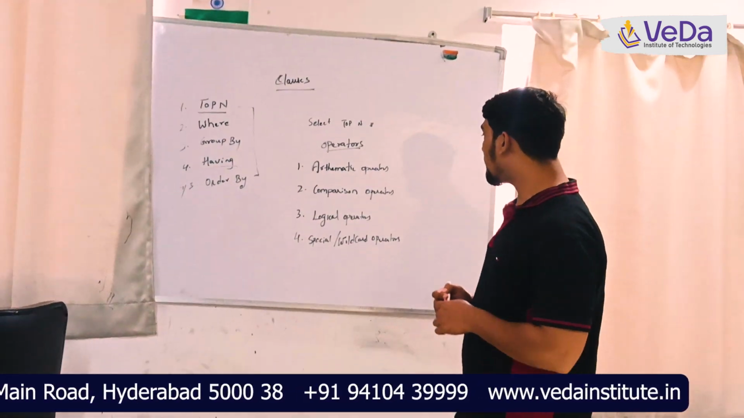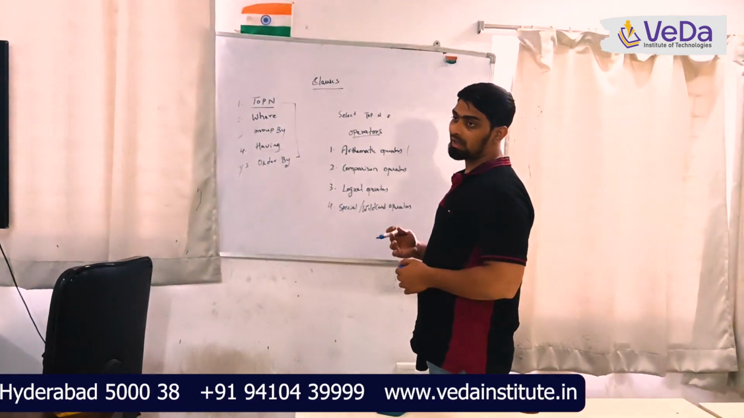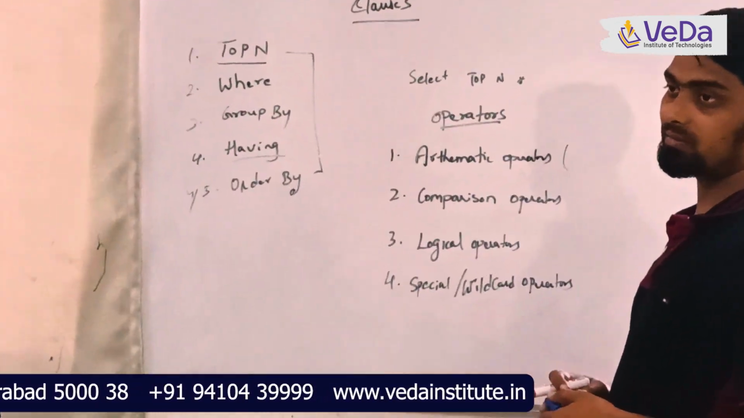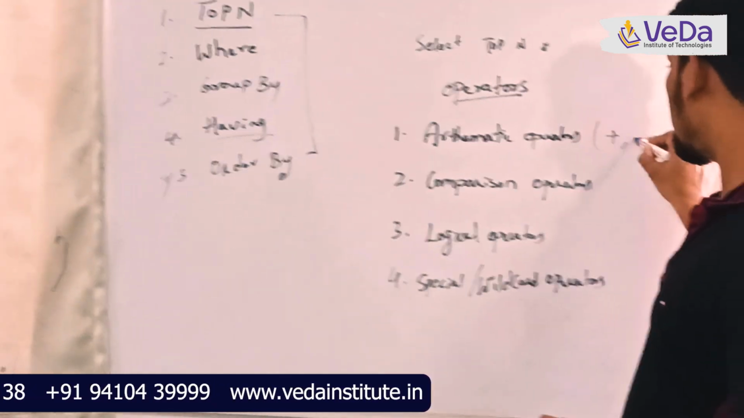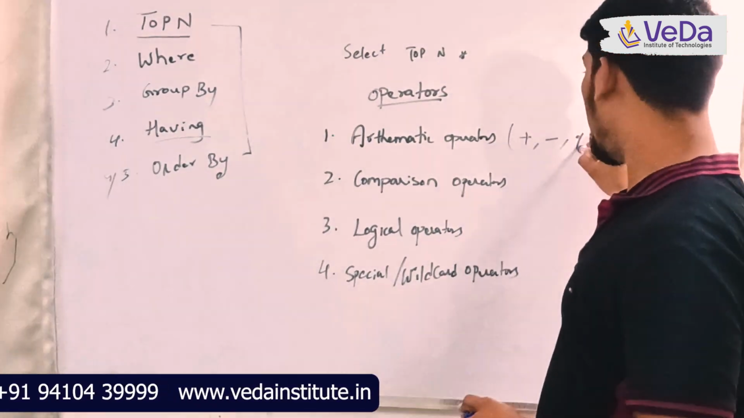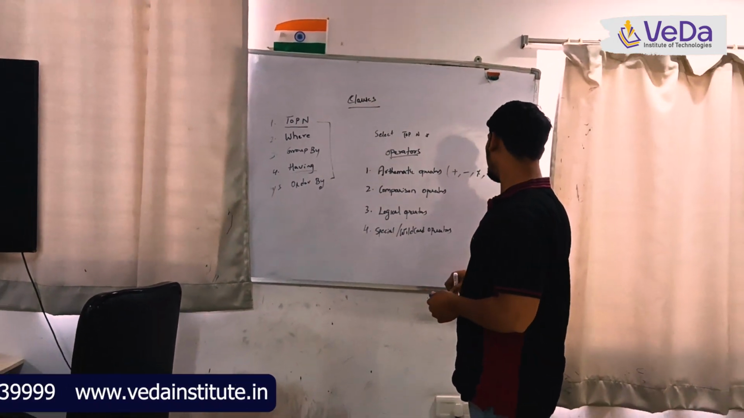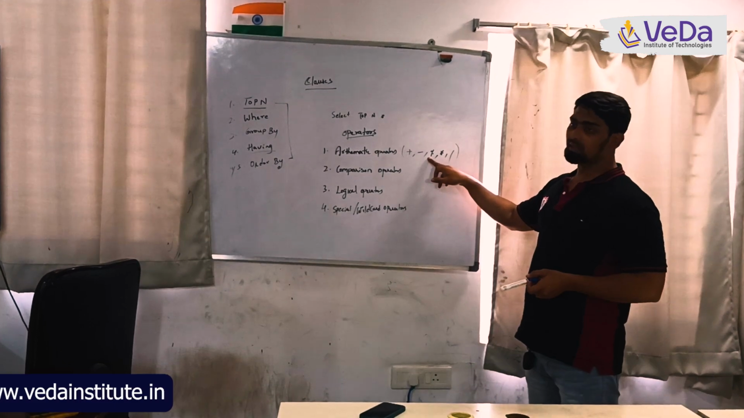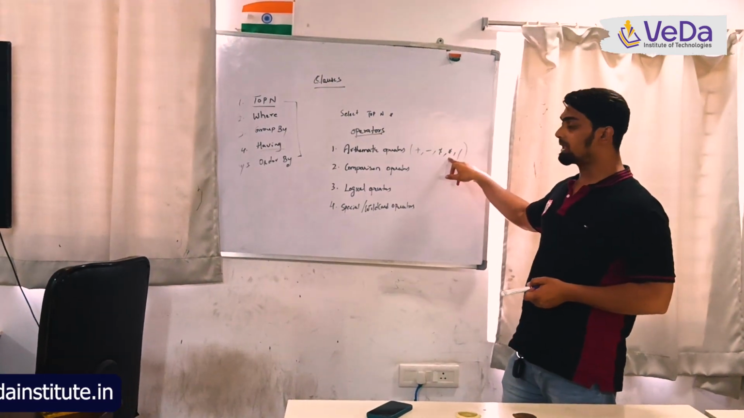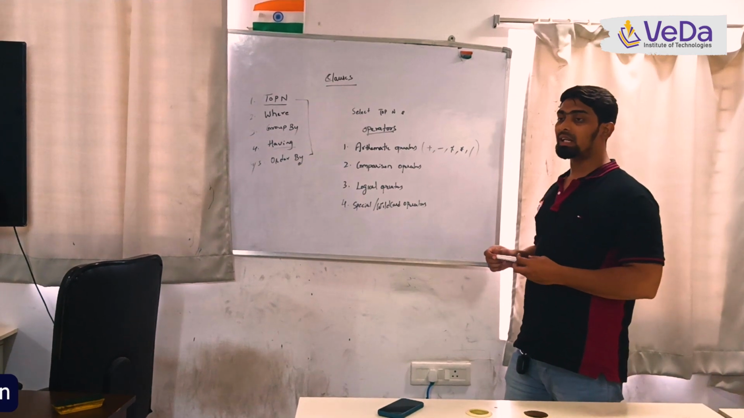Now, what are arithmetic operators? Operators which are used to perform arithmetic calculations, or arithmetic operations. They are plus, minus, dividend, multiplication, and remainder. Plus, minus, percentile, that is remainder, multiplication, and dividend. Any operators that are used to perform.